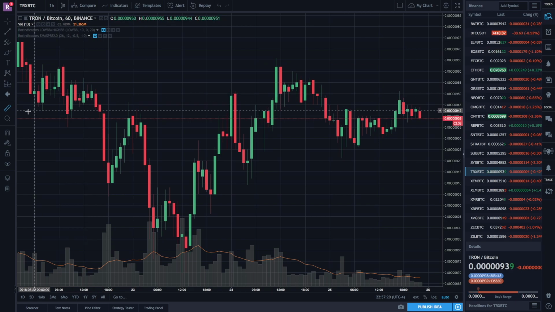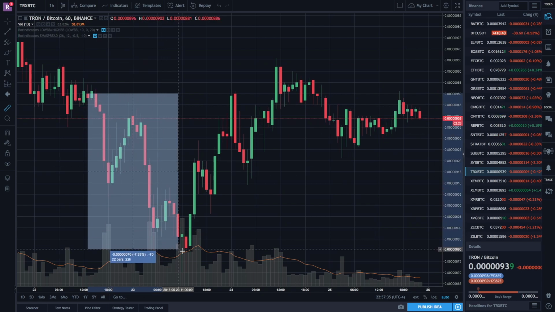Now I take the measure tool right here, and we go back here, and I find the open of this candle, just being conservative here. Take the open of this candle and find out what the difference would be between the open and the close level of those two candles. And we see it's about -7.3%, so it's a 7.3% loss from the prior 24 hours.